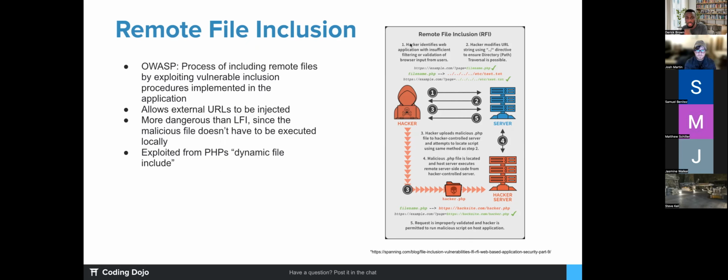So step one, the hacker identifies a web application with insufficient filtering or validation, and then the hacker modifies the URL using ../ This is for directory traversal, right? And then three, the hacker is able to upload a malicious .php file to the hacker's own server, right? And then the hacker will attempt to locate that script using the same method that we used in step two. This would be better if I demonstrate, right?